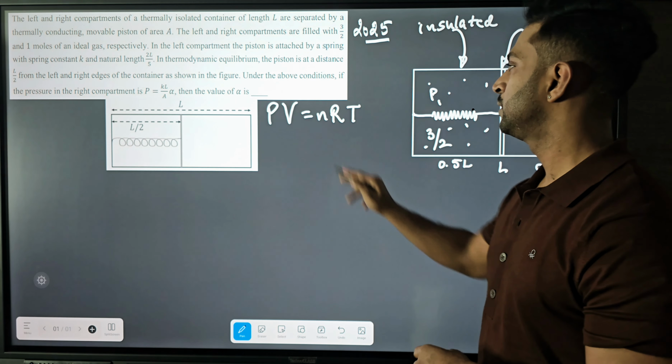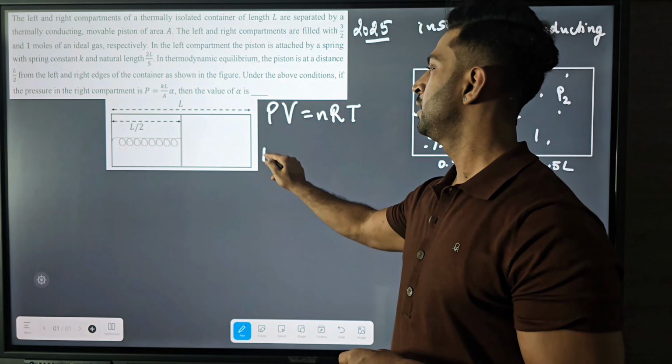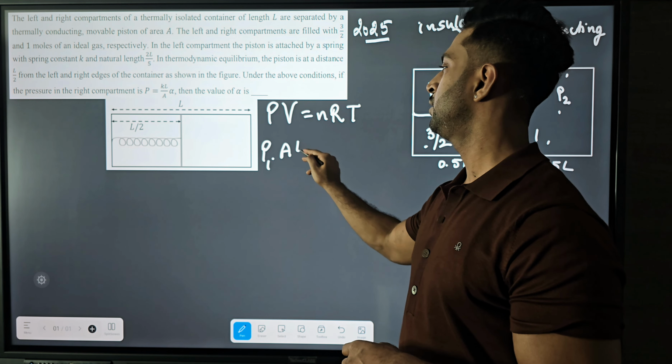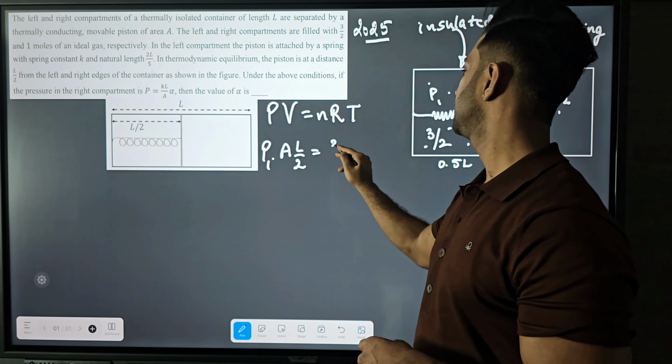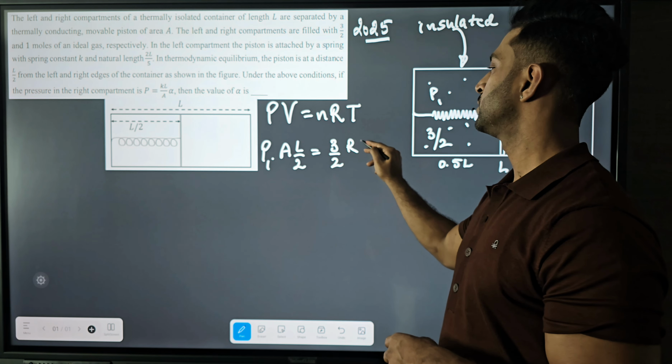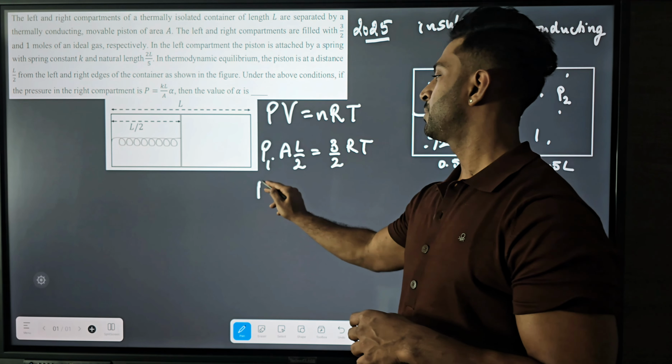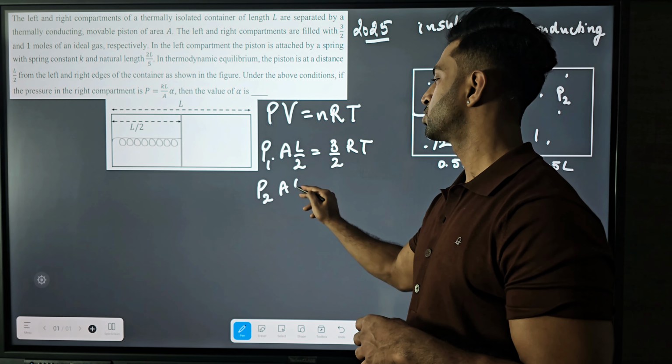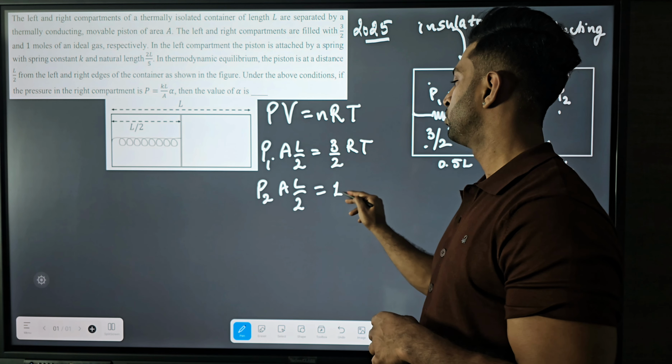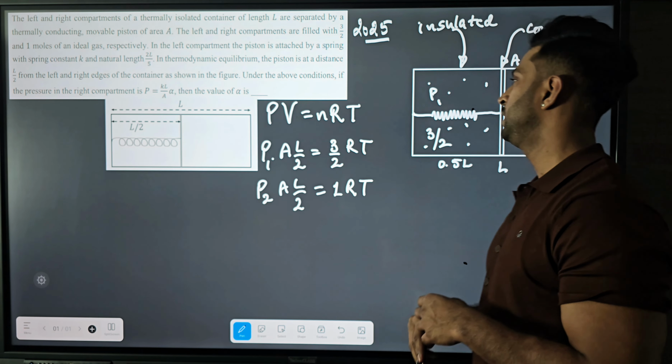लेफ्ट हैंड साइड पे लगाते हैं, तो लेफ्ट हैंड साइड का प्रेशर कितना माना है मैंने? P1, वॉल्यूम इज एरिया इंटू लेंथ, नंबर ऑफ मोल्स कितने हैं? 3/2, एंड टेम्परेचर इज लेट्स से T. सेम इक्वेशन राइट हैंड साइड पे लगा दो. वहां प्रेशर है P2, वॉल्यूम उसका भी इतना ही है, उसके नंबर ऑफ मोल्स 1 है, टेम्परेचर इज स्टिल T.